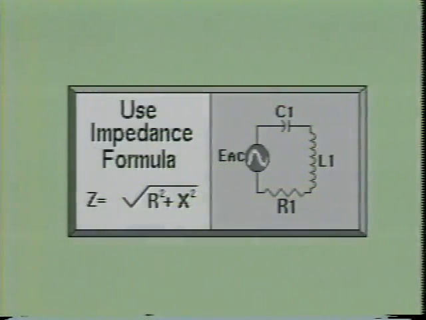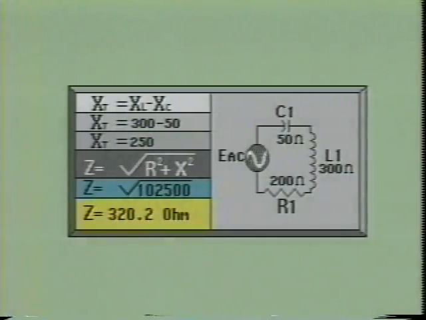Many circuits, however, will contain inductive reactance, capacitive reactance, and also resistance. Therefore, to determine total opposition to the flow of current in the series AC circuit, you must use the impedance formula. By assigning values to the components in our circuit, we are able to determine the circuit's impedance.